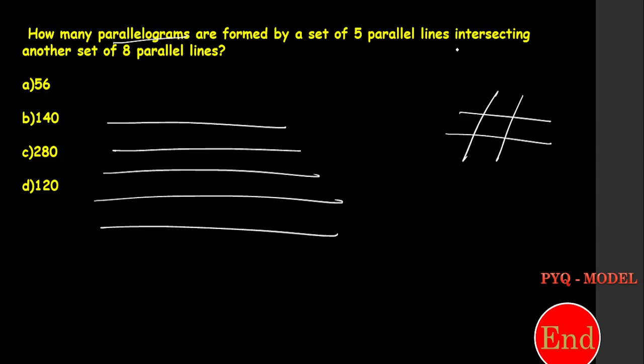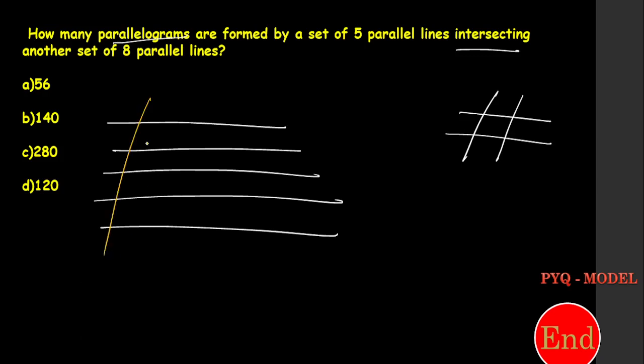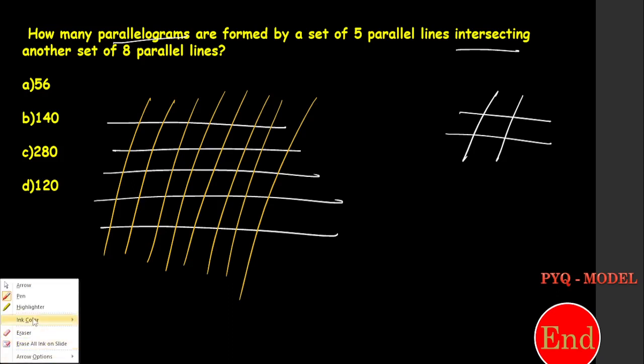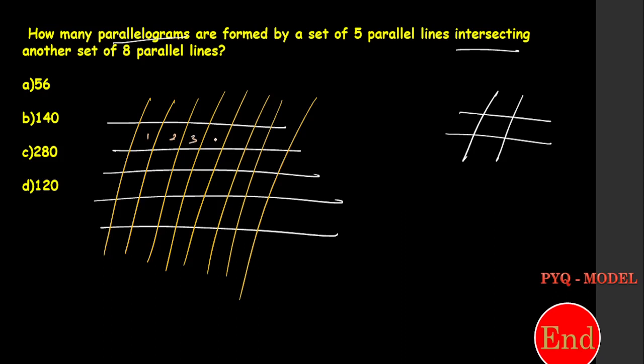So 8 parallel lines are intersecting. So let's take 1, 2, 3, 4, 5, 6, 7 and 8. So 5 parallel lines intersect with 8 parallel lines. So now if you want to get the answer, if I count the number of boxes, can I get the answer? No. It is not the correct way of getting the answer, because if I take 2 boxes and combine 2 boxes, this is one parallelogram. If I take 4 boxes or 6 boxes, that is also one parallelogram.